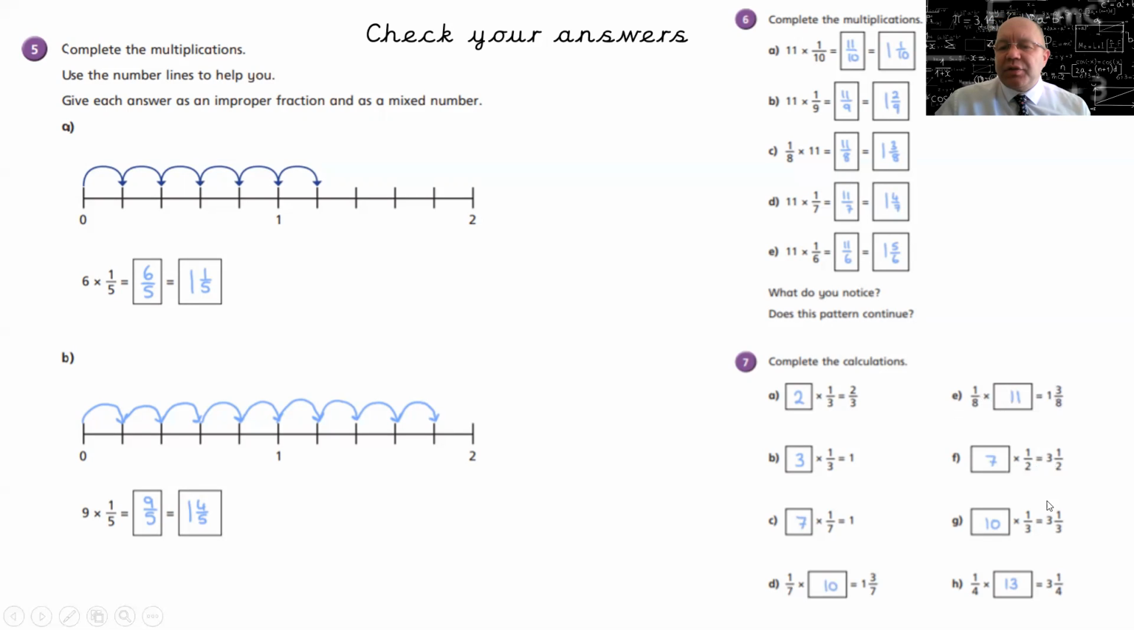7 times a half is 3 1/2. 10 times a third is 3 1/3. And a quarter times 13 will give you 3 1/4. Each time, you need to convert the mixed number into an improper fraction so you can work back through the question. Well done if you've done those.